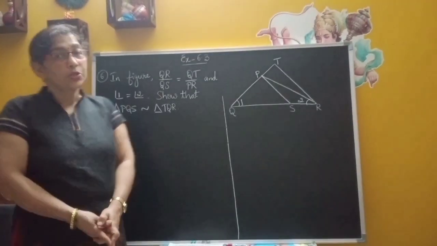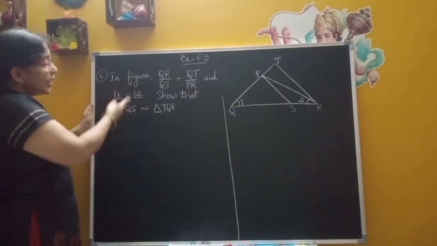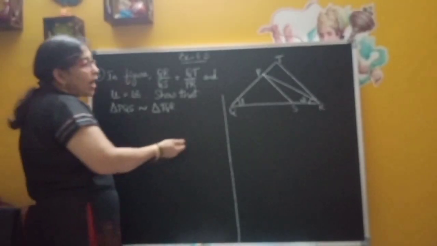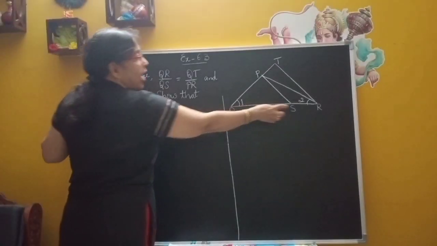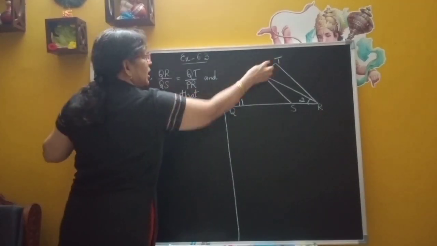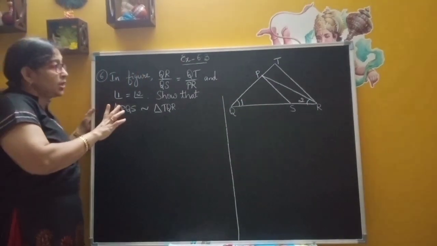Let us start with the fourth problem in exercise 6.3. I have written the question. In the figure, this is the given figure, QR by QS is equal to QT by PR. This is the question given.